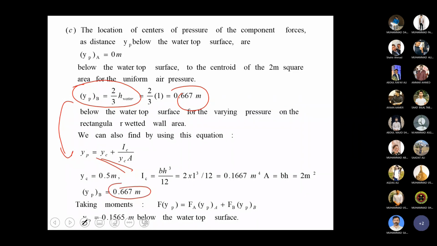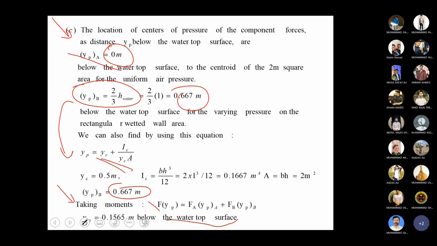Okay. So read this statement: the location of center of pressure of the component forces at distance yp below the top water surface are. So ypa in this case is 0. So ypb is 0.667. So in order to find the total yp, we can take the moment about the water top surface.